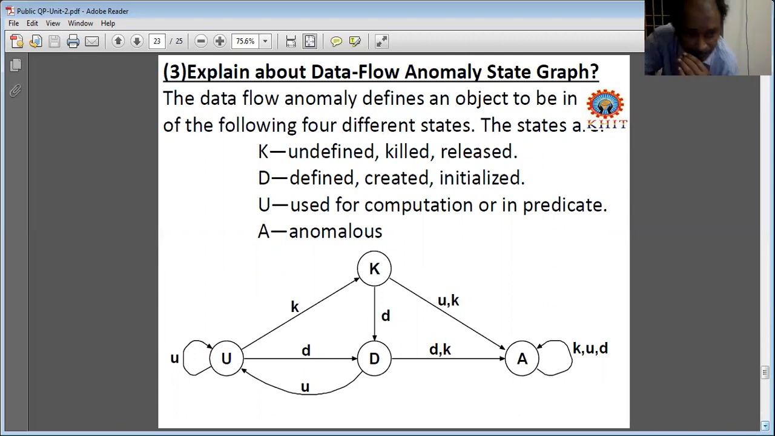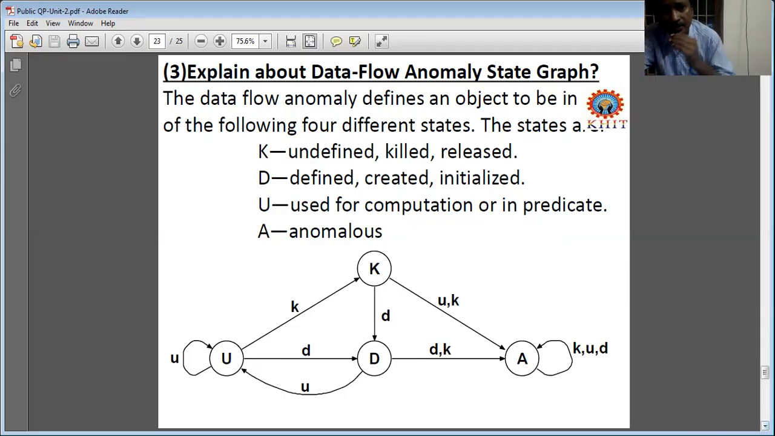Here, in the used state, it is U only. From use to K, it is the killed state. From K to A, it is used or K state. In A, it is in K, U, D. So from U, it comes to the D state. From D, it goes to U state, or from K, it comes to the D state.